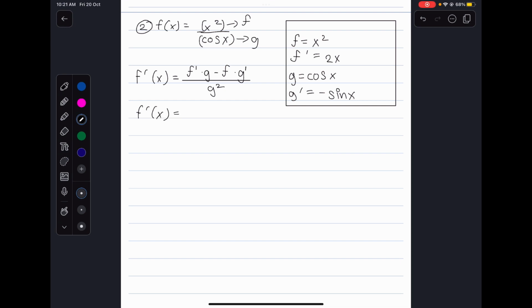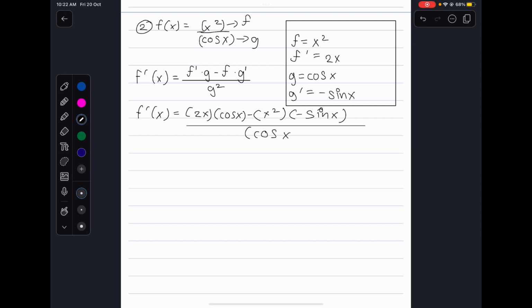So f prime is 2x, g is cosine of x, and keep the brackets as they are because you have to distribute the negative sign once you are done simplifying everything in the numerator. F is x squared and g prime is negative sine x. G squared is cosine of x squared. F prime of x is, opening a new bracket, we have negative x squared sine x.